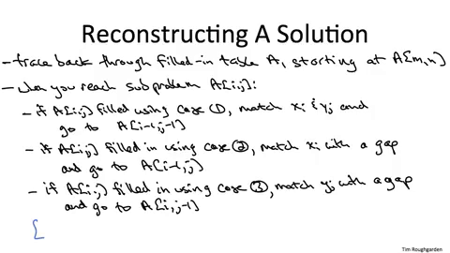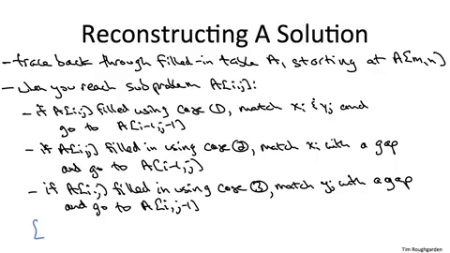If case 1 was used to fill in this entry, we should match little x sub m and little y sub n. If case 2 was used to fill in this entry, we should match little x sub m with a gap. If case 3 was used to fill in this entry, we should match little y sub n with a gap. If there's a tie, we get to pick any of them arbitrarily. All of them will lead to optimal alignments.